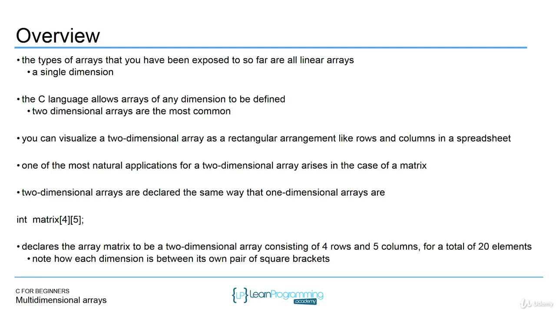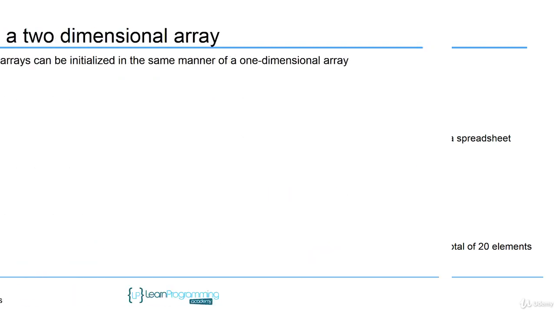So you should know how each dimension is specified with its own pair of square brackets. That's how you can easily spot how many dimensions an array has. If you had 3 brackets there, that would be a 3-dimensional array. If you had 4, it'd be 4. This one has 2, so it's 2. And up until the earlier lectures, we only had 1, so we knew that was a single dimension. All right, so look at the brackets. Pay attention to that. Again, 4 rows, 5 columns, total of 20 elements.